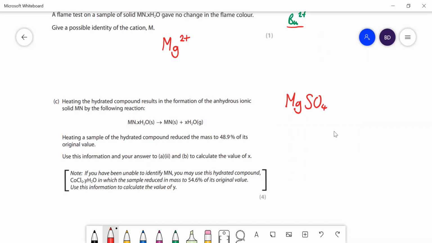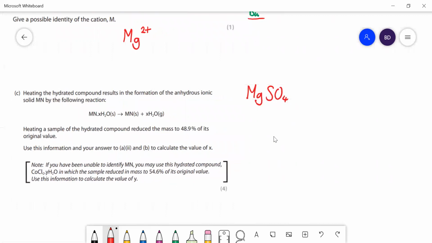Right, so to get a calculated value of X, what we're going to do is say that magnesium sulfate, MgSO4·XH2O, when you heat it up, that's a solid, is going to give you MgSO4 solid and X waters, which, because it's hot, are going to go off as a gas. So that's why the mass is going to go down.